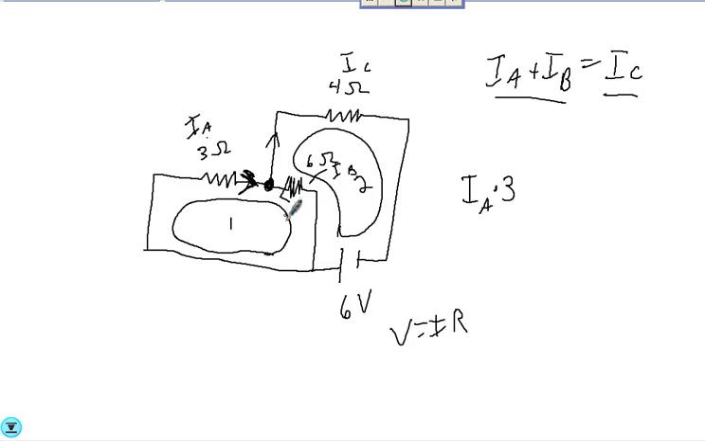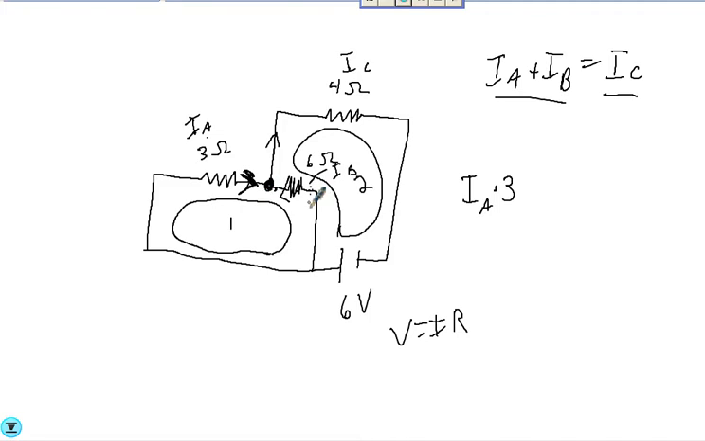That's because if I've decided that this IB is moving to the left here, then that means if I'm going clockwise through my loop, then going over this resistor is actually going to be a voltage increase, because we'd be going in the direction against IB.